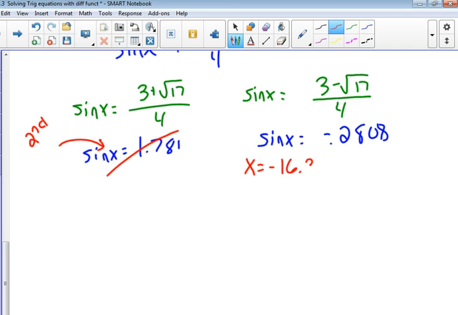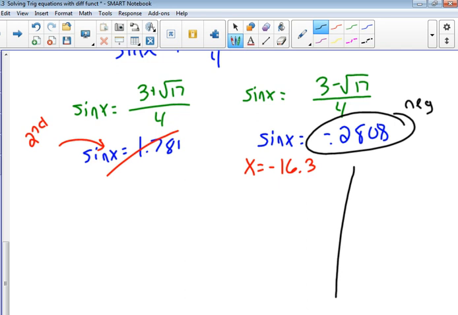Negative 16.3, sorry. Okay. Right, so is sine here positive or negative? Good. Okay, so let's think about what quadrant we need to get into. Sine is going to be negative in the third and the fourth.